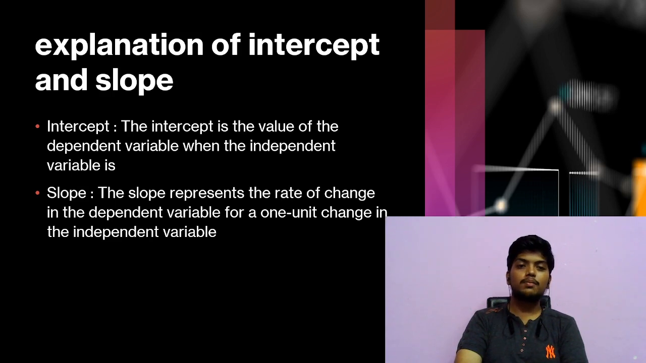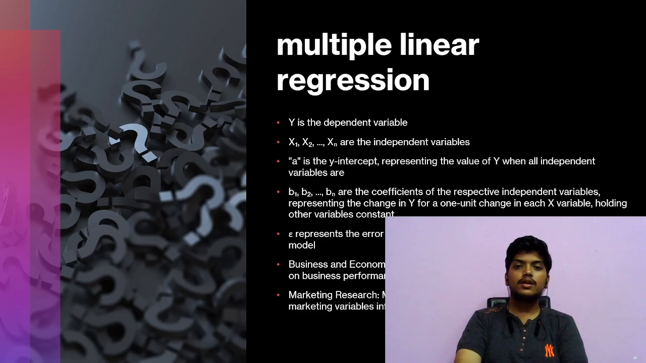Explanation of intercept and slope. Intercept is the value of the dependent variable when the independent variable is zero. A slope represents the rate of change in the dependent variable for one unit change in the independent variable.